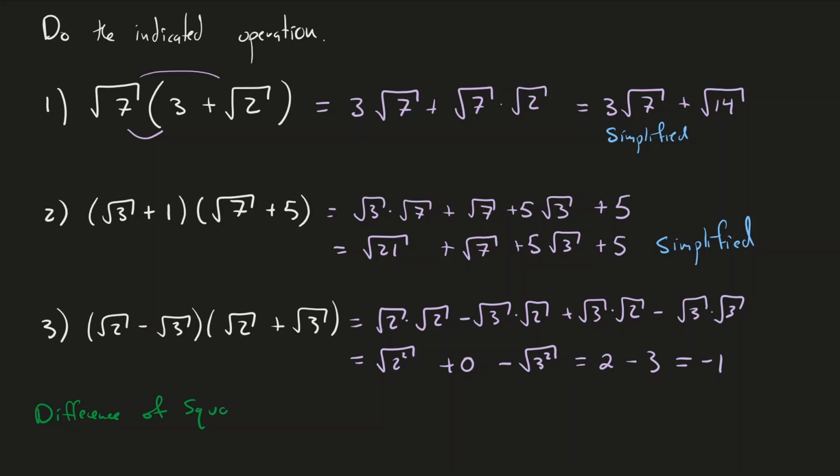So the difference of squares is of the form if you have something minus something times something plus something, like a minus b times a plus b, this fully works out to a squared minus b squared. So in this case here, a is the square root of 2, b is the square root of 3. Square root of 2 squared is 2, square root of 3 squared is 3. So it's worked out to 2 minus 3, which is negative 1.